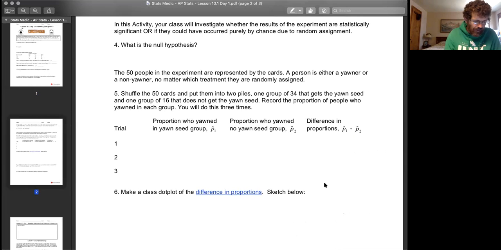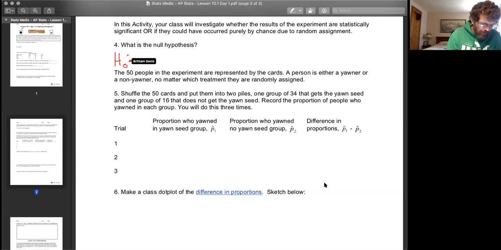So the null hypothesis right here is that there is no difference, that whether someone yawns or doesn't, people are going to yawn at the same rate. I keep talking about yawn, it just makes me want to yawn. And I'm sure some of you at home are doing that. Go for it.